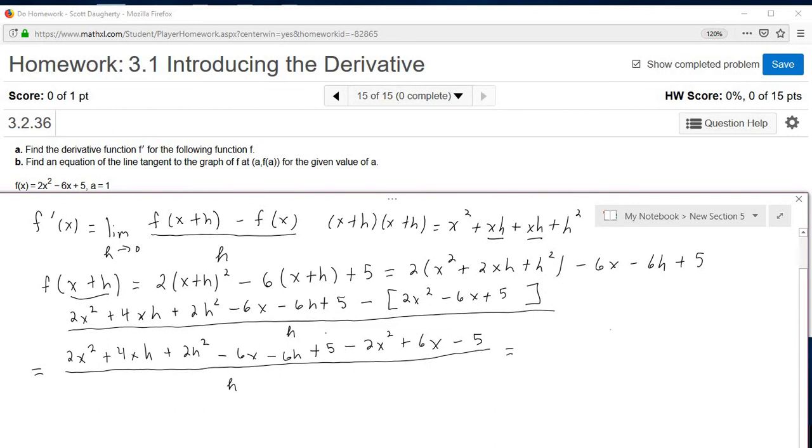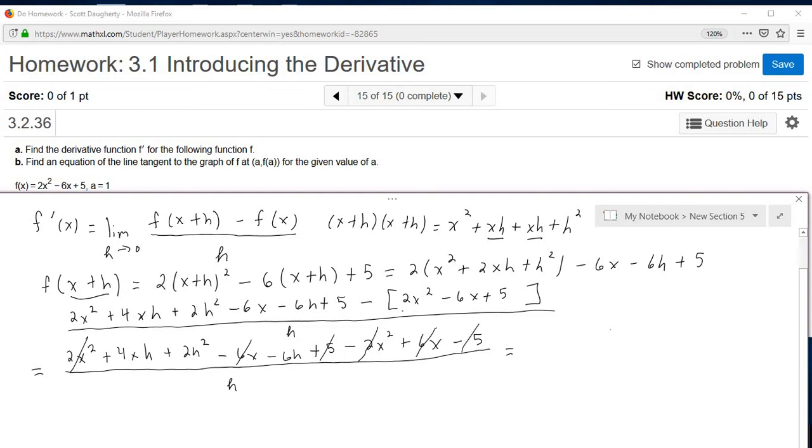Now, let's see if we can clean this up. Notice you have a 2x squared in front. That cancels with the minus 2x squared over here, so this cancels with the very first term here. And then the minus 6x here cancels with the positive 6x here. And then this positive 5 here cancels with this negative 5 here.